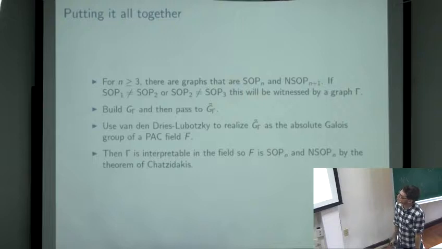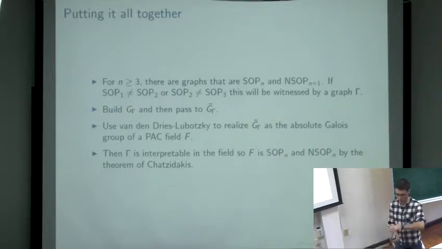So for n greater than or equal to 3, there are known examples of these loop-free graphs of a certain kind, which are SOPn and NSOPn+1. So you just build the right graph. Now, there's a general fact which is easy to show, although I don't know if it's written anywhere. Well, I wrote it down, but I don't know if it had been written before. It's that if SOP1 and SOP2, or SOP2 and SOP3, are not equal, this will be witnessed by a graph gamma.